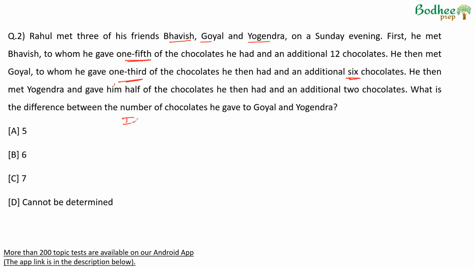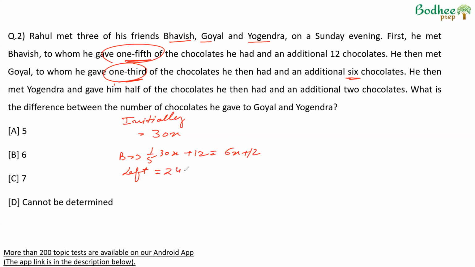Suppose initially the number of chocolates with Rahul is x. We have to find 1/5, 1/3 and half of x, so let's start with 30x. What happens when he meets Bhavish? He gives Bhavish 1/5 of 30x plus 12 additional chocolates. So Bhavish gets 6x plus 12. At this point, the chocolates left will be 24x minus 12, that is 30x minus 6x plus 12.